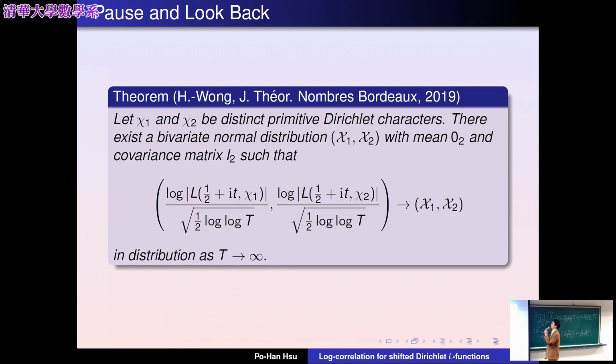we have done. And we thought, oh yeah, we did a work on JTMB, and we did something similar to this shifted Riemann zeta, but what we did was Dirichlet L functions without any shifting. And this is one of the main theorems of our previous work. Suppose chi1 and chi2 are distinct primitive Dirichlet characters, and then there exists a bivariate normal with mean 0 and variance I2, such that this vector, now you put Dirichlet characters, goes to this bivariate normal.